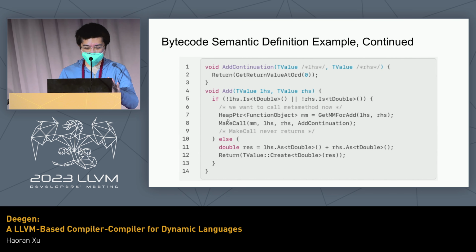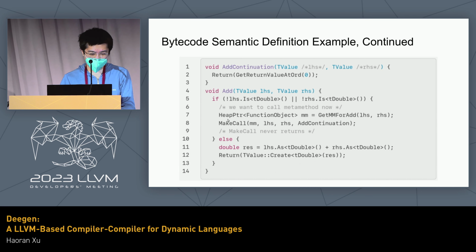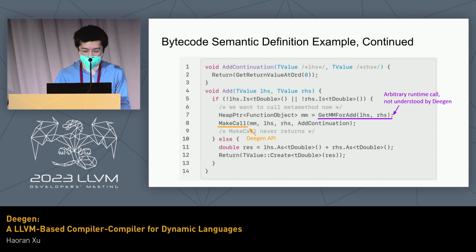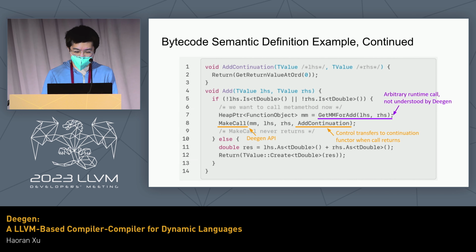Okay, here, at the time we check LHS and RHS type, if it's not a double, we will call a meta method similar to an overloaded operator to execute this add. And here the interesting thing is this make call API. It allows us to call a guest language function, and it never returns. And at the time the call ends, the control is transferred to the continuation functor.